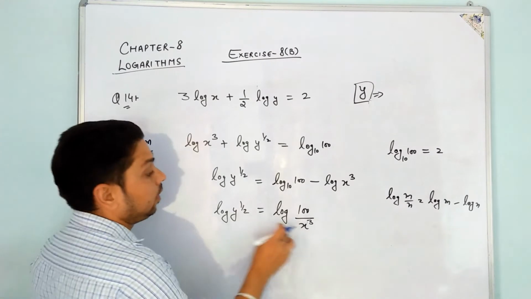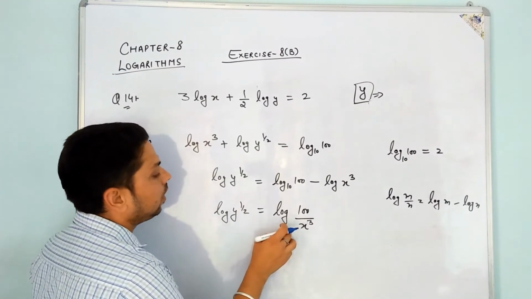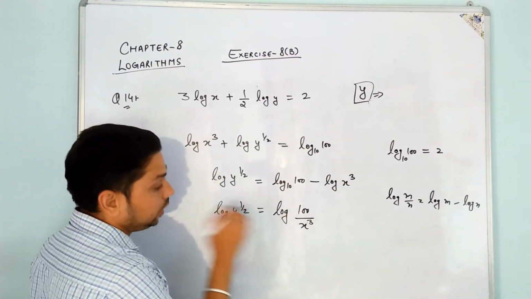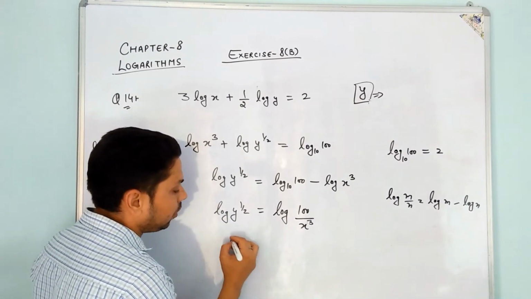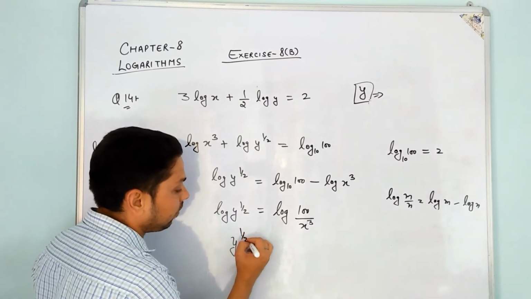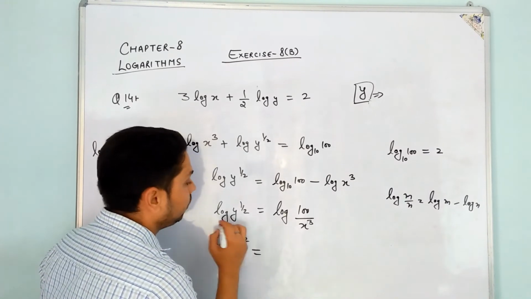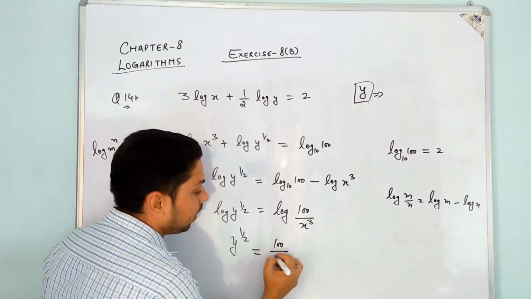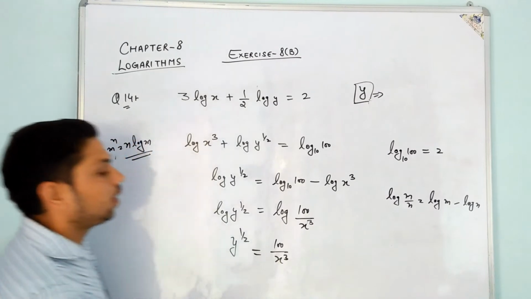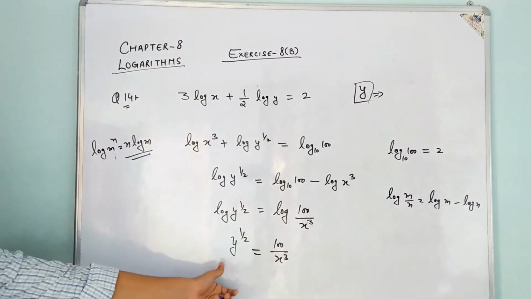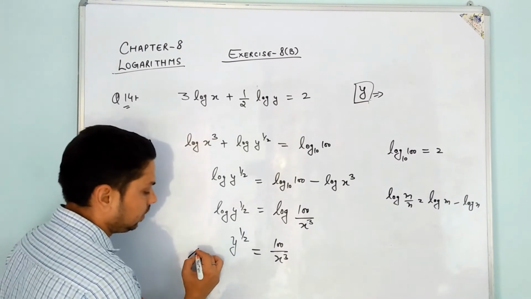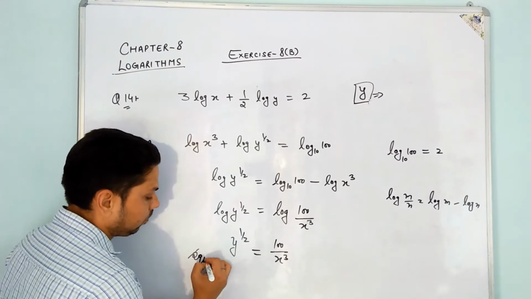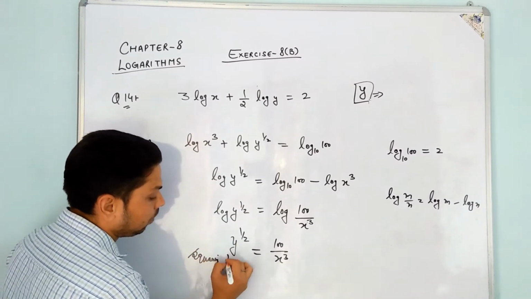Okay, then log and they are equal to each other, taking anti-log both side. When you take anti-log both side, it will give you y raised to power 1 by 2. This is equal to 100 upon x cube. Here we have a square root. To remove this, squaring both side.